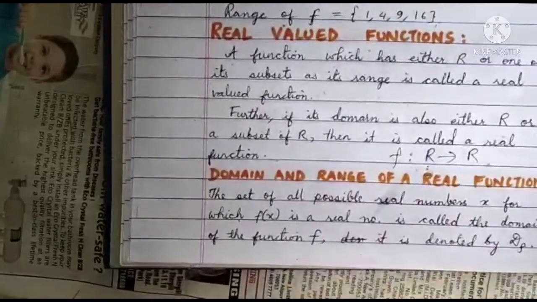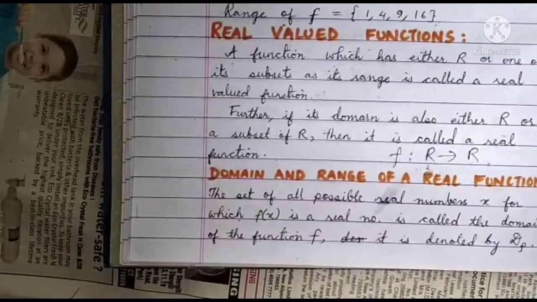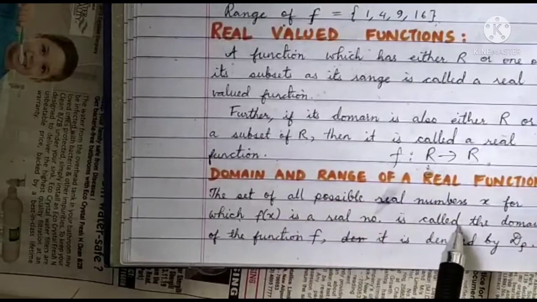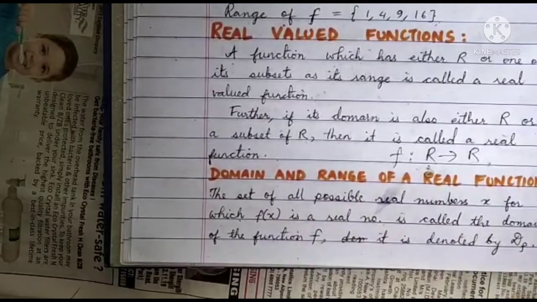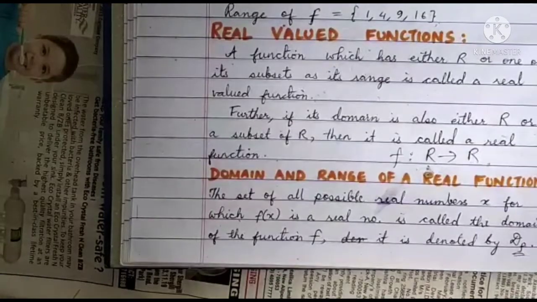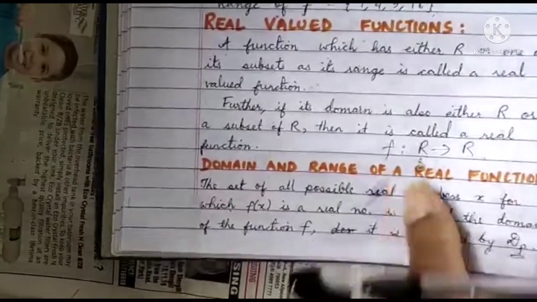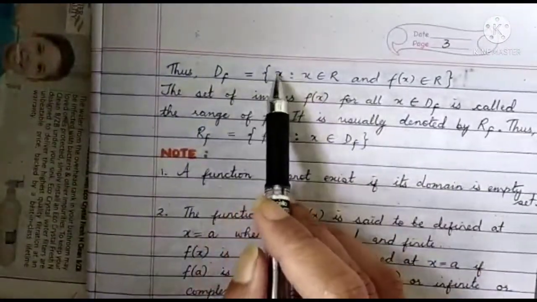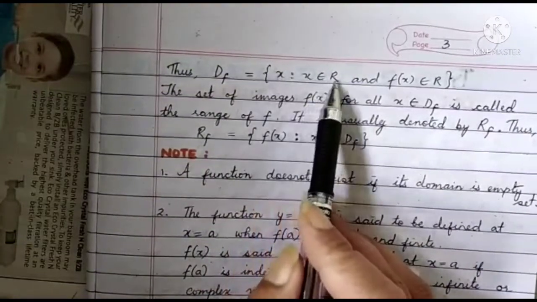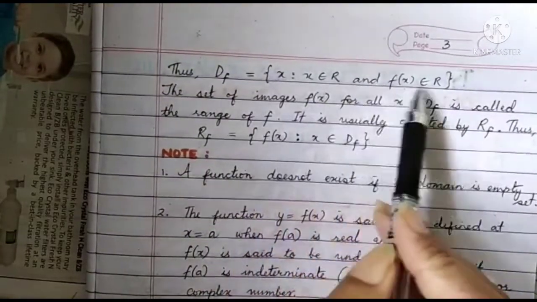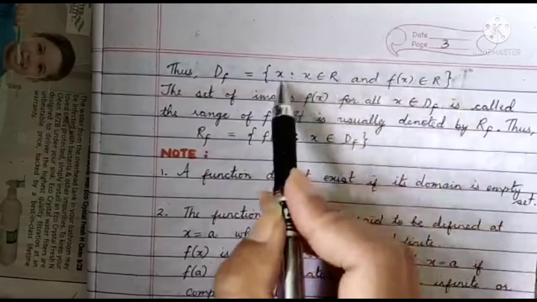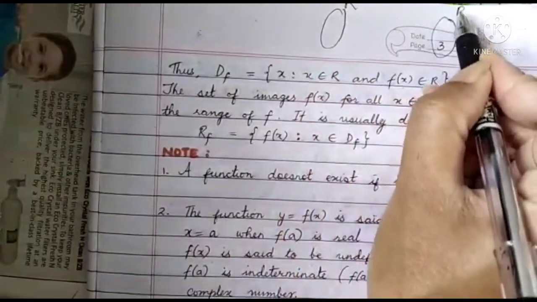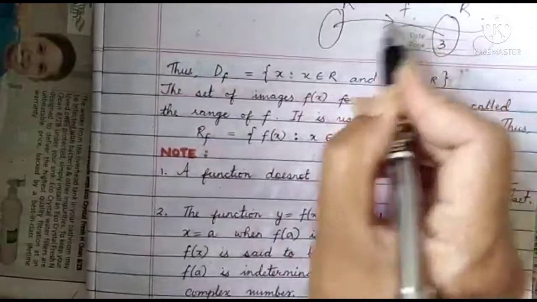Okay. Now domain and range of a real valued function. The set of all real numbers x for which f(x) is a real number is called the domain of the real function, and it is denoted by Df. In symbols it is written as Df contains all the elements x belonging to R and f(x) belonging to R. Clear? x belonging to R means on this side you will have R, on this side you have R, and f is a function from R to R.